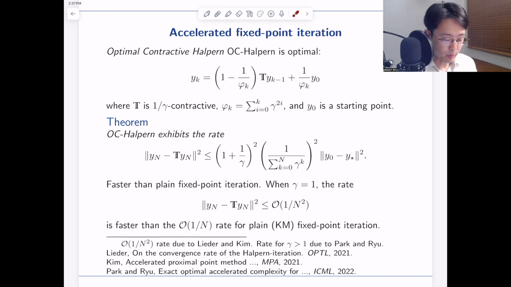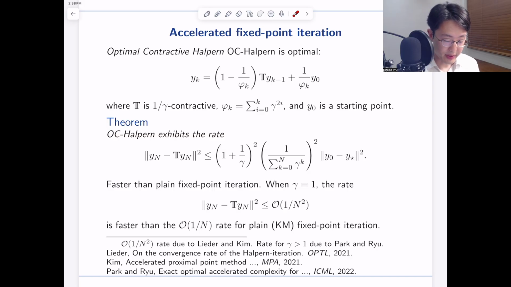So we have this algorithm. How fast does it converge? Here we can show that OC-Halpern converges at this rate, and you'll just have to trust me that this value is smaller than what you get with the standard Banach contraction argument, which is a convergence rate of gamma to the power k. Interestingly, this rate yields a convergence rate even when gamma is equal to 1, when you have a merely nonexpansive operator.